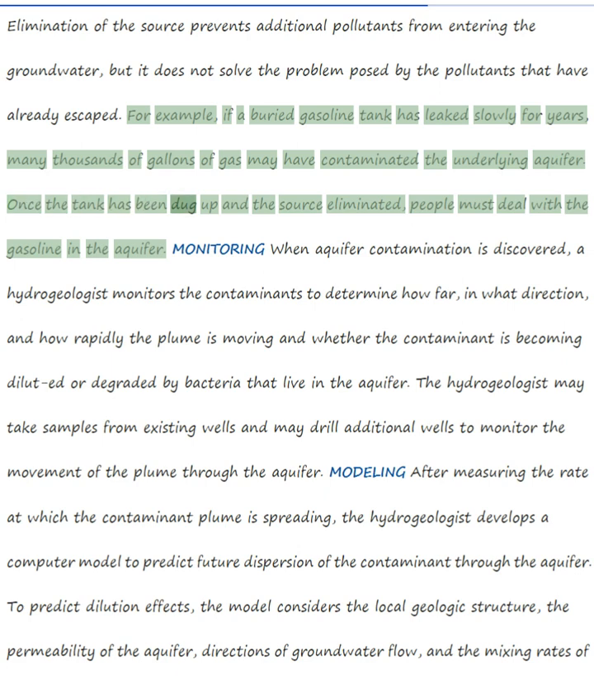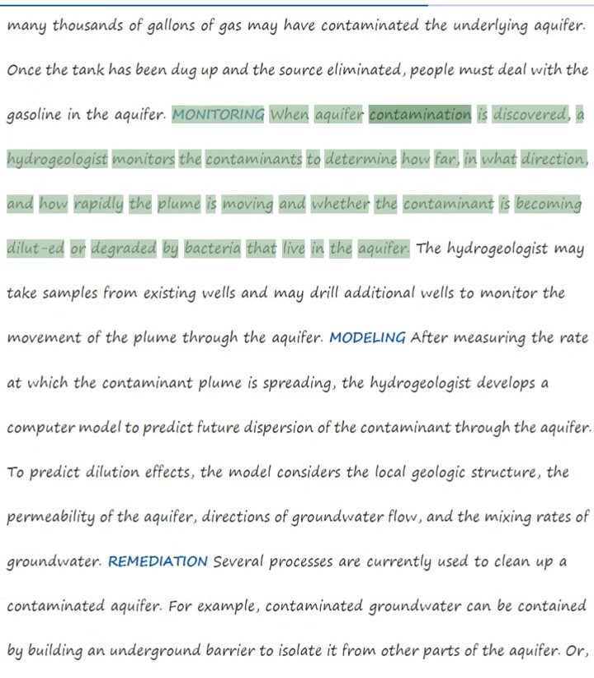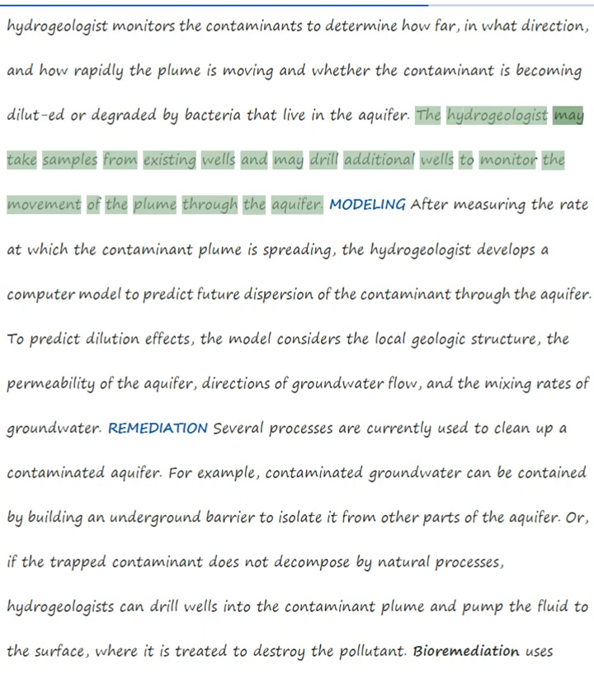Once the tank has been dug up and the source eliminated, people must deal with the gasoline in the aquifer. Monitoring. When aquifer contamination is discovered, a hydrogeologist monitors the contaminants to determine how far, in what direction, and how rapidly the plume is moving and whether the contaminant is becoming diluted or degraded by bacteria that live in the aquifer. The hydrogeologist may take samples from existing wells and may drill additional wells to monitor the movement of the plume through the aquifer.